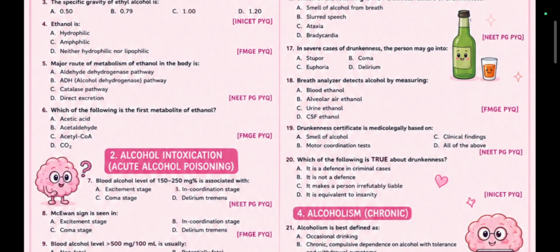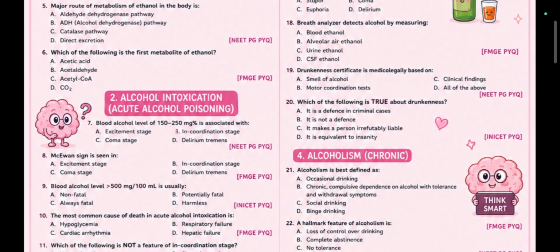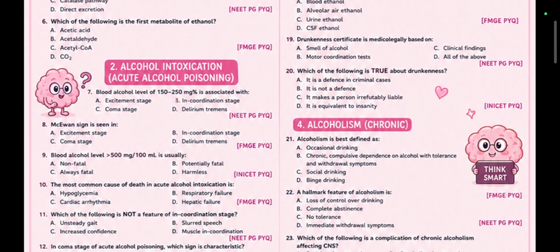18th: breath analyzer detects alcohol by measuring what? Very easy question. Blood? No. Urine? No. CSF? No. Option B is the right answer. Drunkenness certificate is medico-legally based on what? Smell of alcohol, motor coordination tests, clinical findings, all of the above. We repeated this several times. Answer is option D, all of the above.